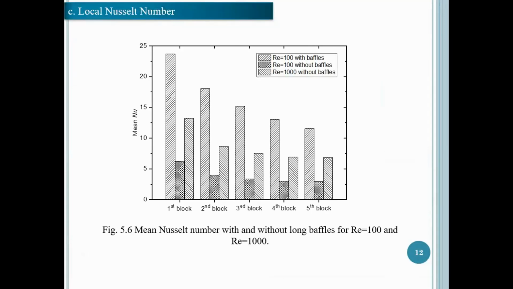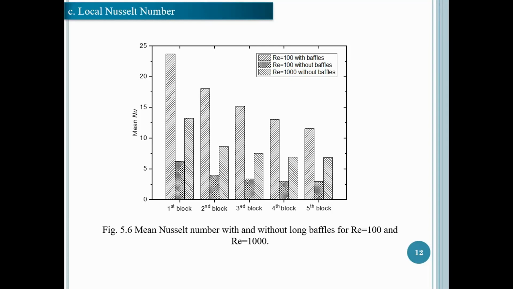To show the effect of the baffles on the heat transfer, the mean Nusselt number for the cases with and without long baffles is presented in this figure. As can be seen, the heat transfer is increased with the baffles to more than 3 times better than the case without long baffles at Reynolds equal to 100. Moreover, the local Nusselt number value for the case with baffle at Reynolds equal to 100 is about 2 times higher than the case without baffle at Reynolds equal to 1000.